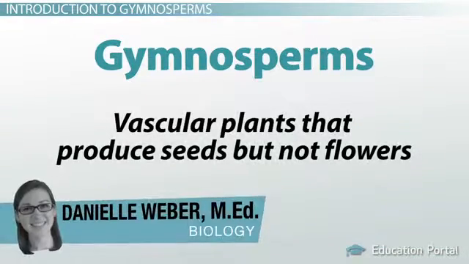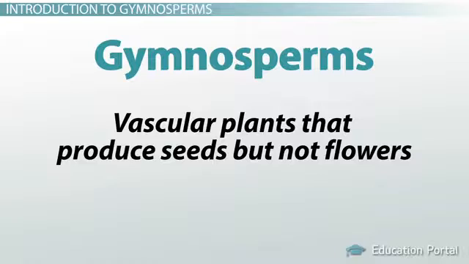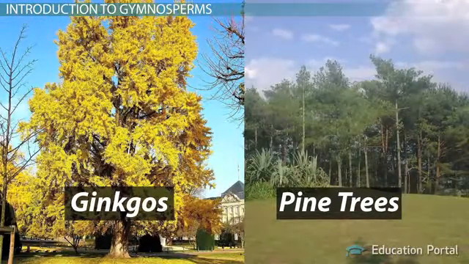Gymnosperms are vascular plants that produce seeds but not flowers. These plants are more advanced than ferns but not quite as complicated as flowering plants. Common examples of gymnosperms include ginkgos and pine trees. These all produce seeds but do not make flowers.